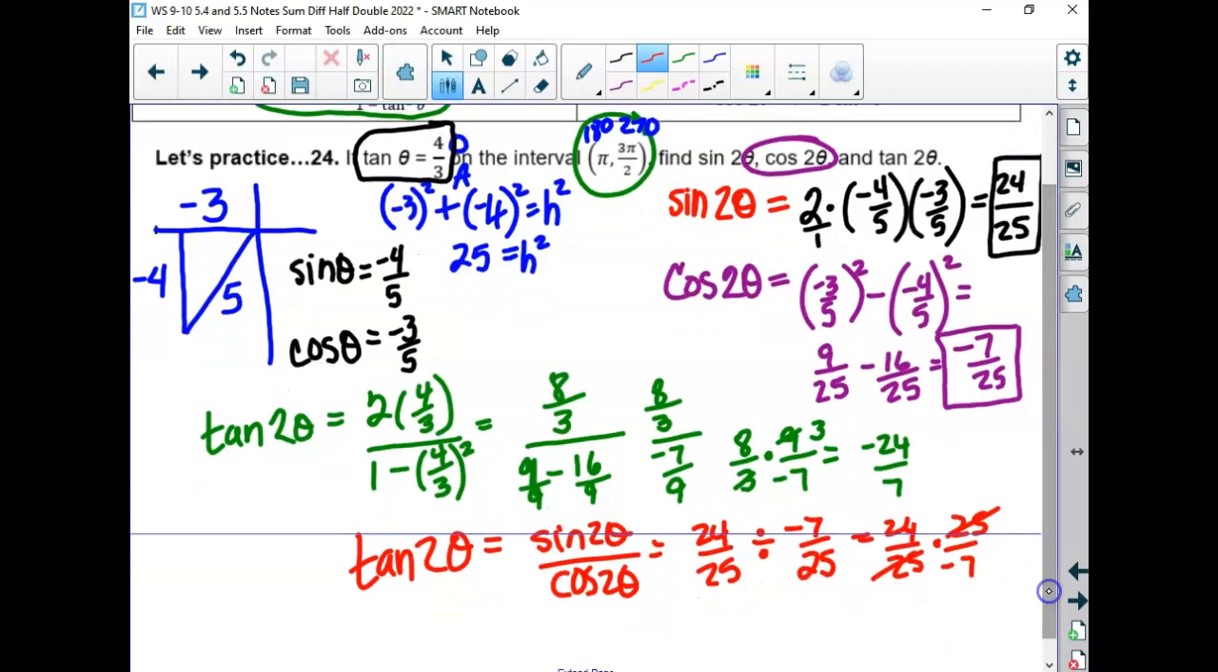Don't you end up with negative 24/7, or 24 over negative 7? Was that way easier than the hot mess I did? Okay, but that only works if you've already calculated the double angle for both. If you haven't, it's probably faster to use their crazy formula and your calculator or whatever.